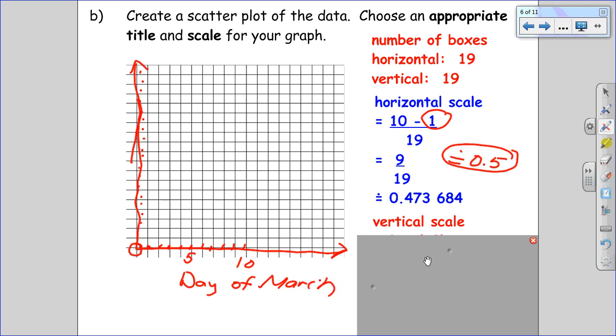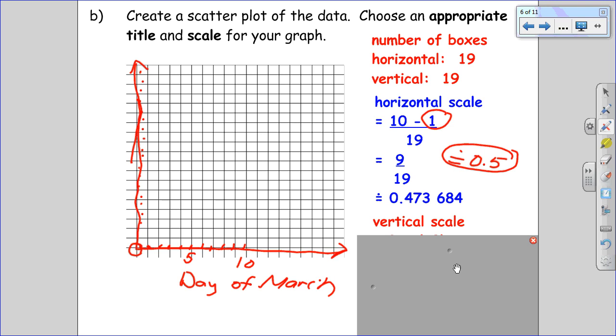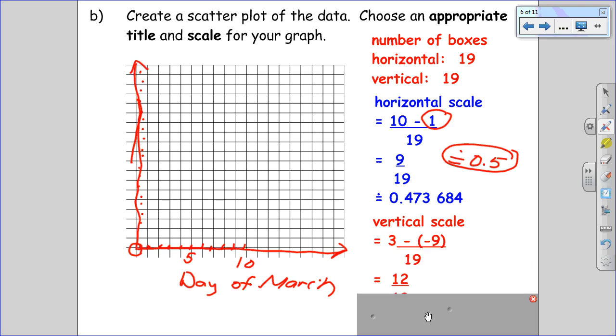And vertically, same process. We need to go back to our table of values. And we're going from -9 to 3. So the largest number is 3. Subtract -9, divided by 19, ends up being about 0.63. Again, I don't want to graph that.